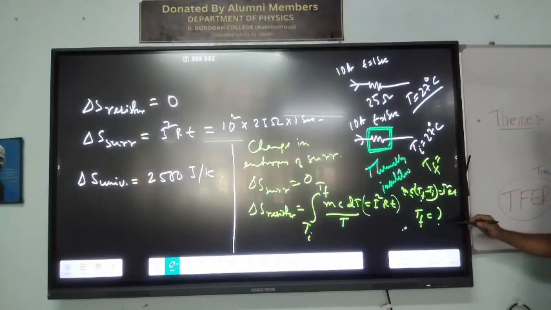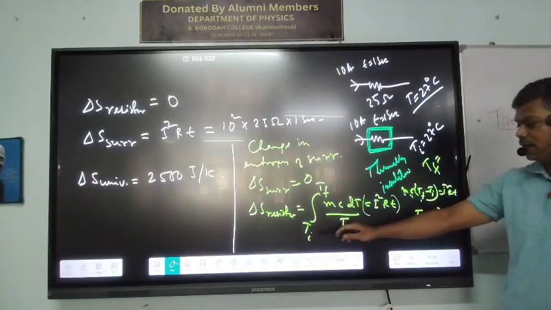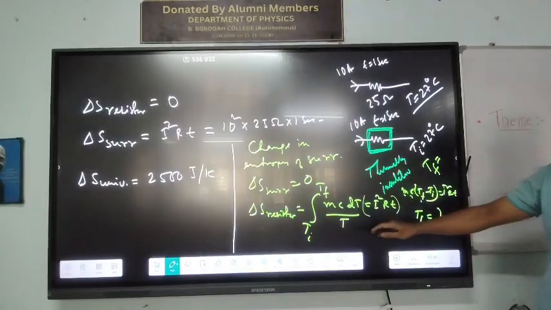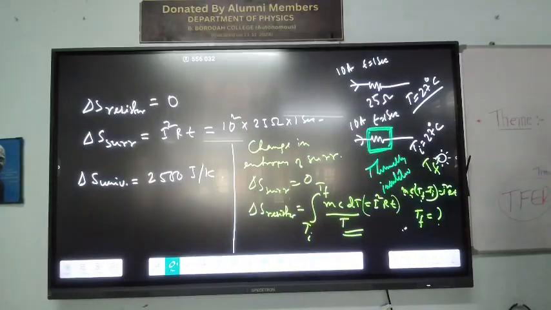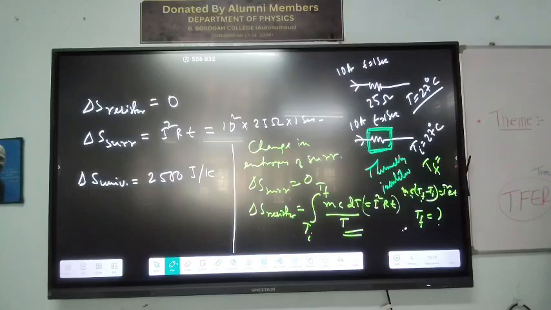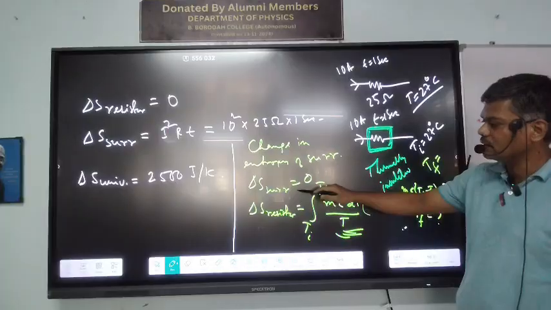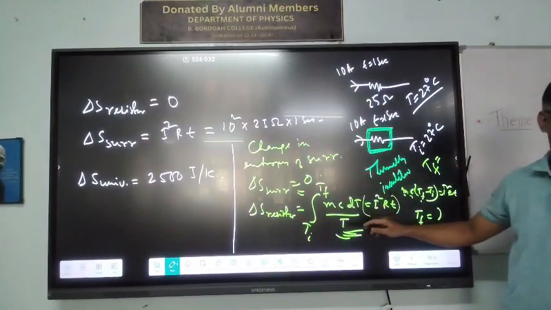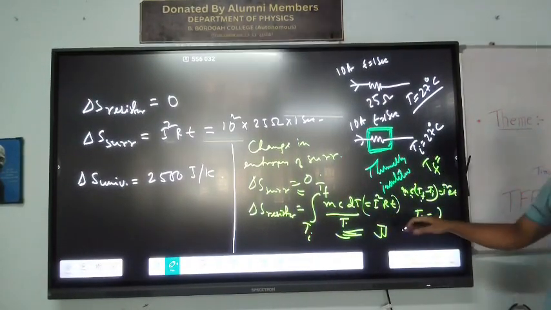And once you got the value of this TF, now you can integrate it from Ti to TF. Then using this formula, you can find out the change in entropy of the resistor. So, change in entropy of the resistor will be this much. Change in entropy of the surrounding will be this much. So, total change of entropy of the universe will be this plus this. So, as a homework you do. You find out the value of these things.